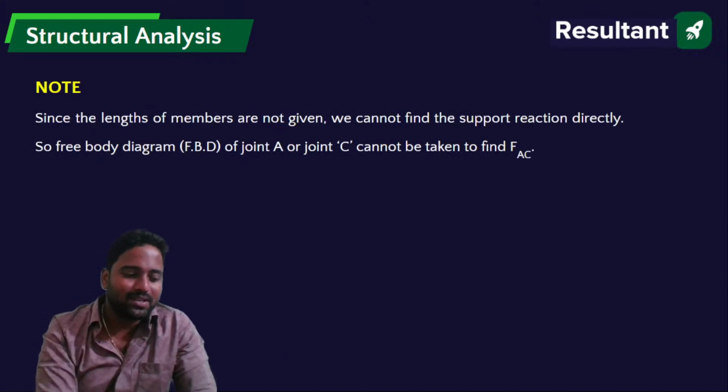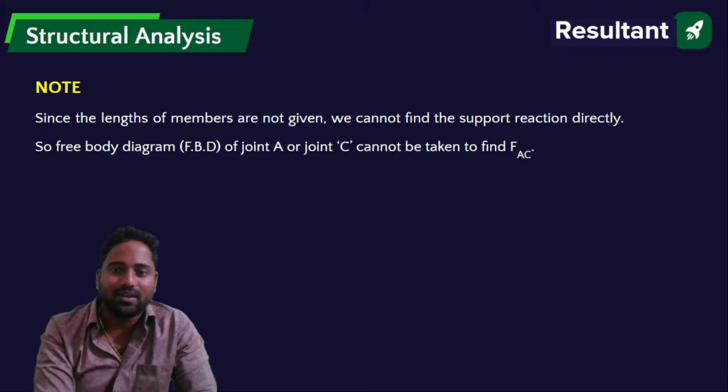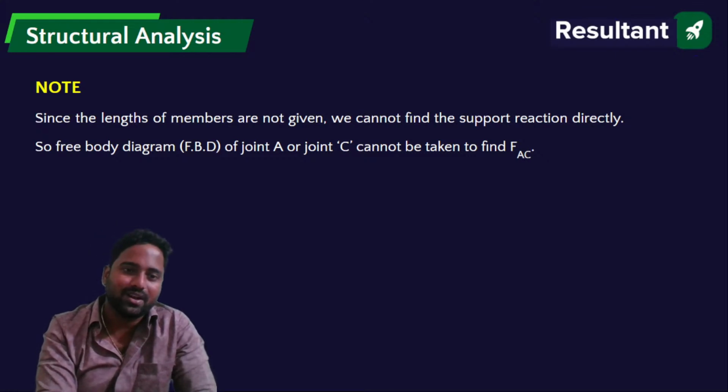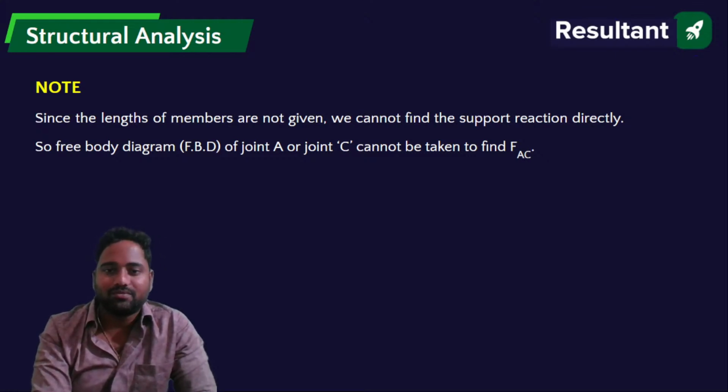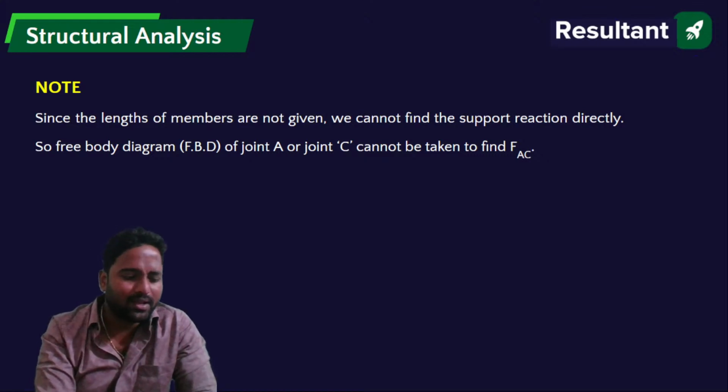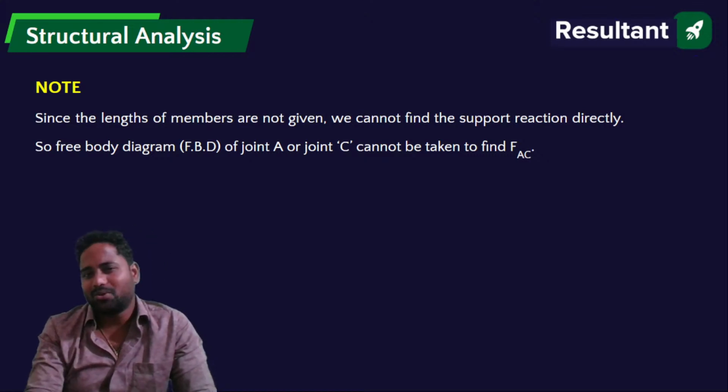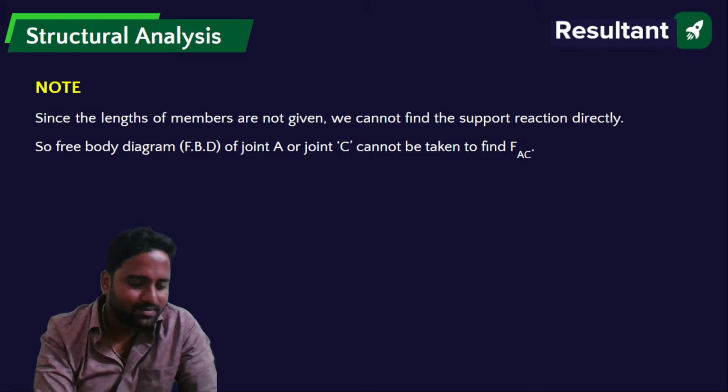The same note is given to you. Since the lengths of the members are not given, we cannot find the support reaction directly. So the free body diagram of joints A and C cannot be taken to find FAC. So you can directly simply do all those things.